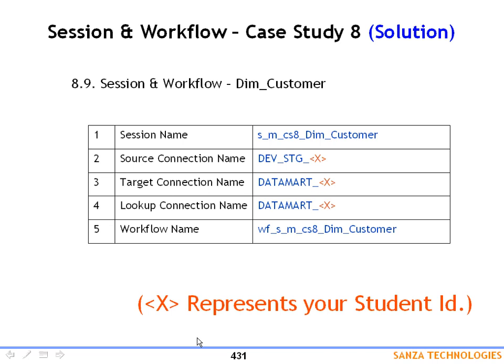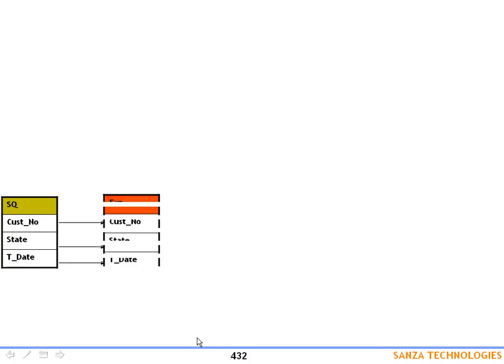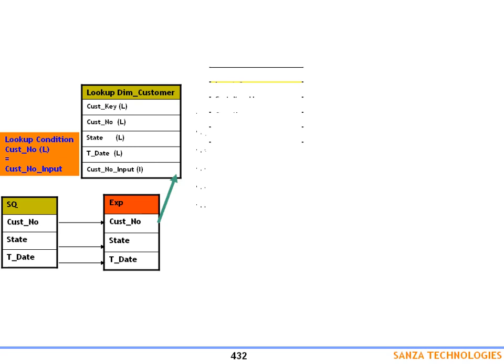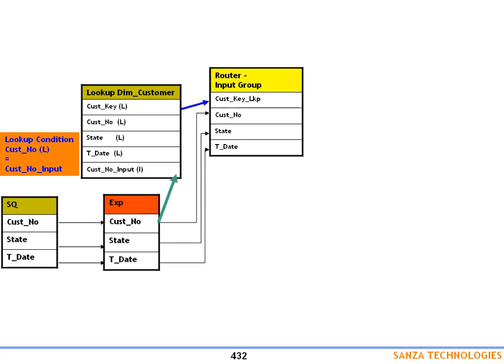So you have a source qualifier, you have an expression transformation, you did a lookup on dimension customer table. In that you specified the condition of customer number is equal to customer number input. In the router transformation, you have taken the customer key from the lookup table. That's why you renamed it as customer key LKP, and other columns are coming from your expression transformation.